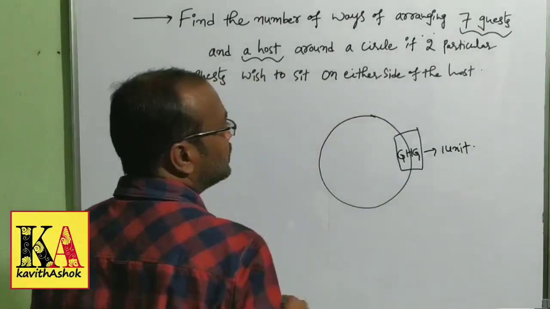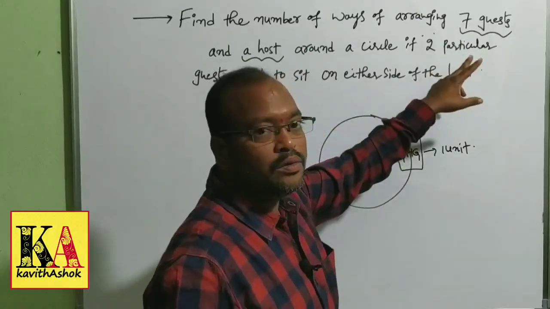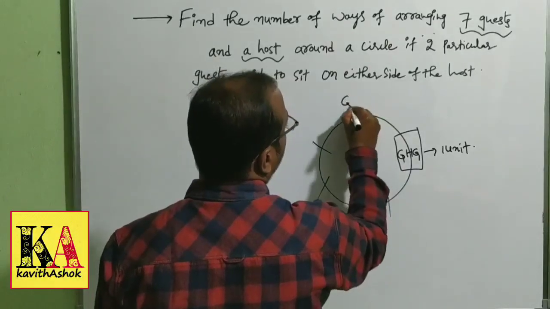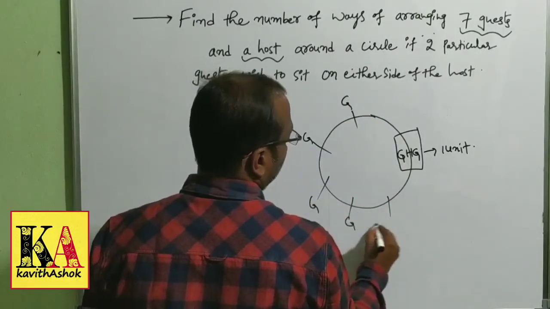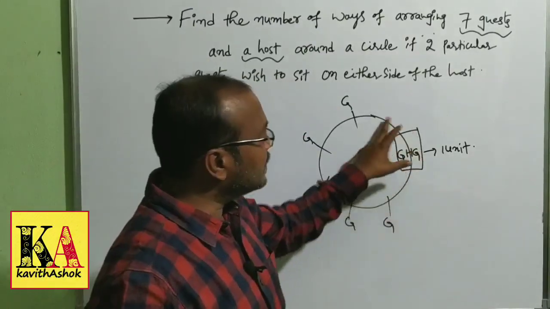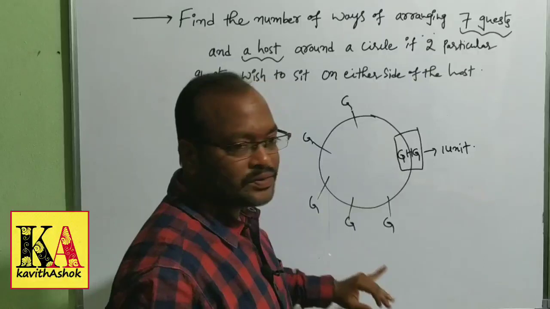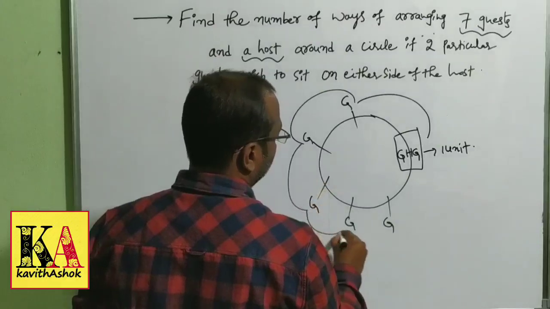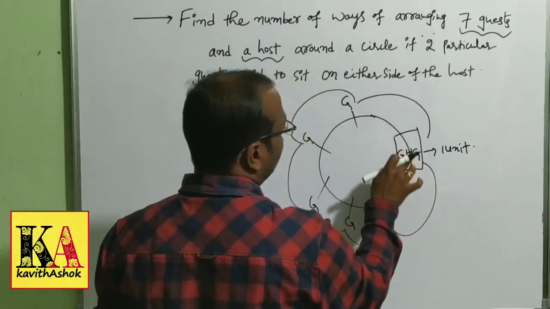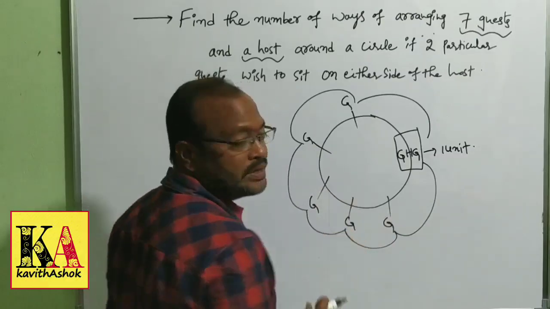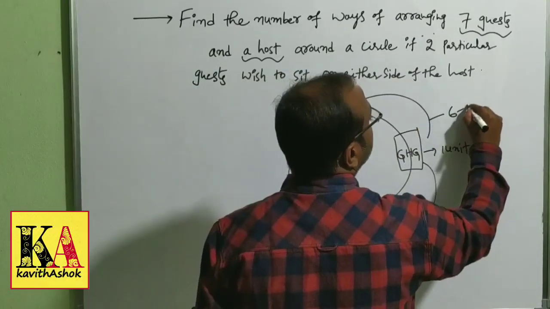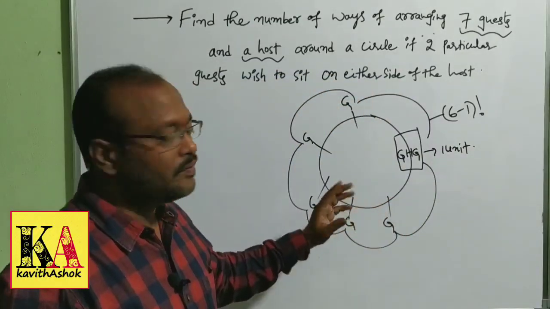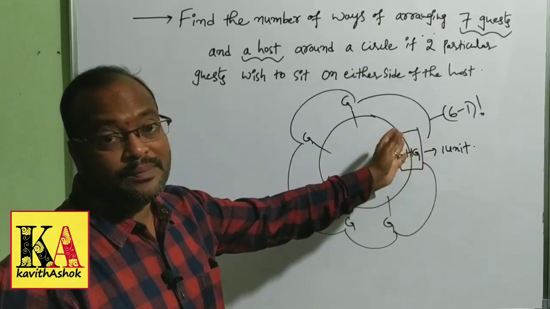Now how many remaining persons are there? 2 guests and the host are taken. Now 5 remaining guests are there: 1, 2, 3, 4, 5. When we consider this as one unit, each remaining guest acts as one unit. So now first we will arrange these units. How many units are there? 1, 2, 3, 4, 5, 6 units. 6 units can be arranged in 6 minus 1 factorial ways, because they sit on a circle. When a circular permutation is there, we get n minus 1 factorial ways.